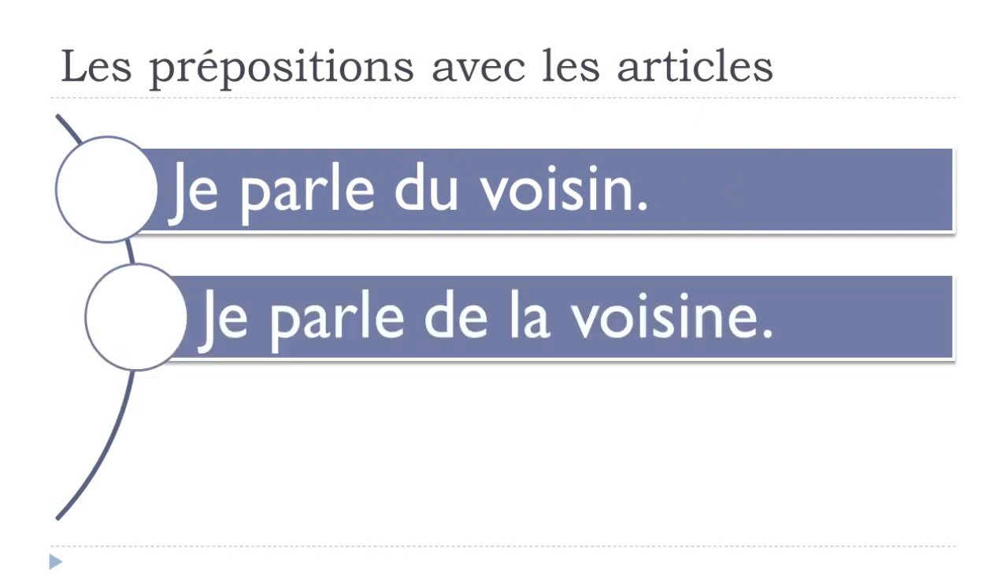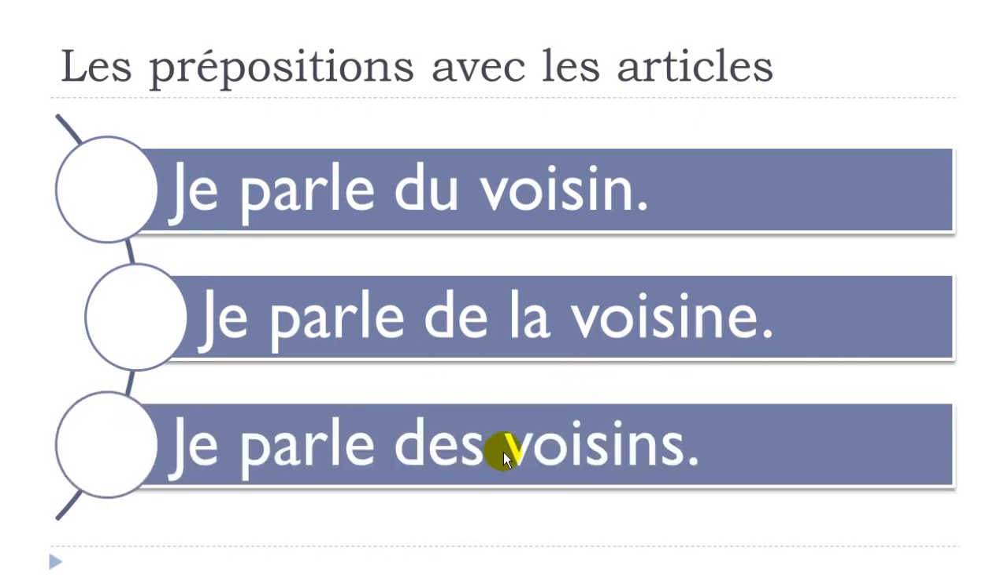So let's see now how it will go. I kept this neighbor, but here it's the feminine form, so it's la voisine. And what you can see here, je parle de la voisine, it will stay the same. So you keep your preposition, de, and then you put your article, la, and you put your word, voisine. Je parle de la voisine. Nothing happens here, and it's a good thing.